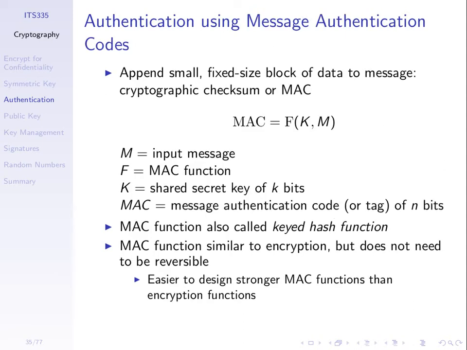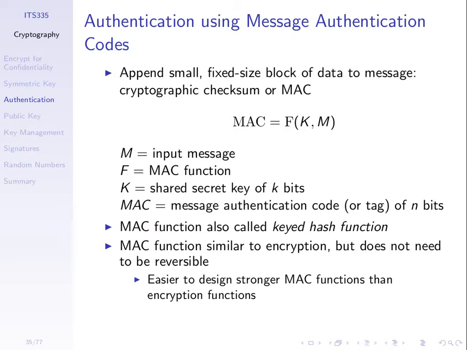Message authentication codes are similar to symmetric key encryption. We have some algorithm, some function, F. We take our message, M, and a shared secret key, K, and we apply the algorithm to get some code as an output, called a MAC, a message authentication code. It is usually short, maybe a 128-bit value.